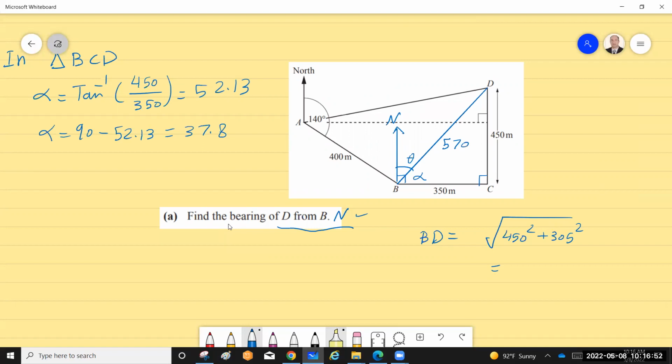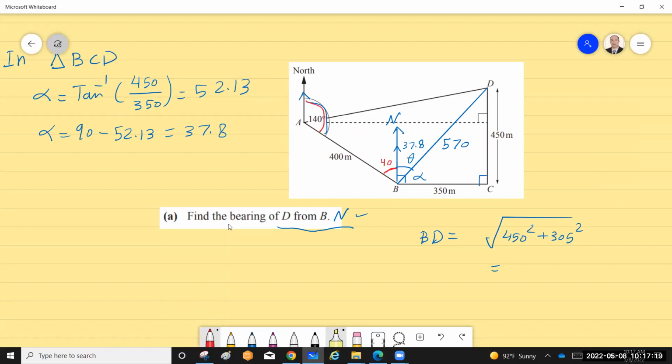Theta we calculated now, I found it 37.8. And this angle I can find because these are parallel lines. So you can find these two angles: the 140 and this angle are supplementary angles. Their sum is 180. So this is 40.